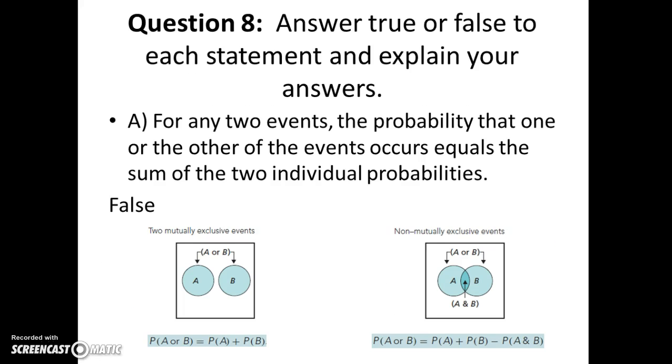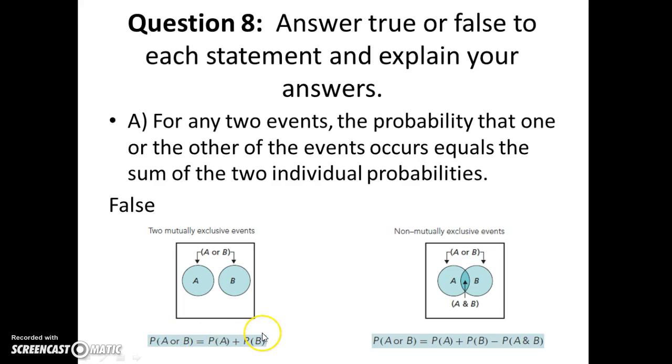Question 8. Answer if it's true or false for the statements. The first statement says that for any 2 events, the probability that one or the other of the events occurs equals the sum of the 2 individual probabilities. Which means that if there are events A and B, the probability of event A or B equals the probability of event A plus the probability of event B. That's what it says here.